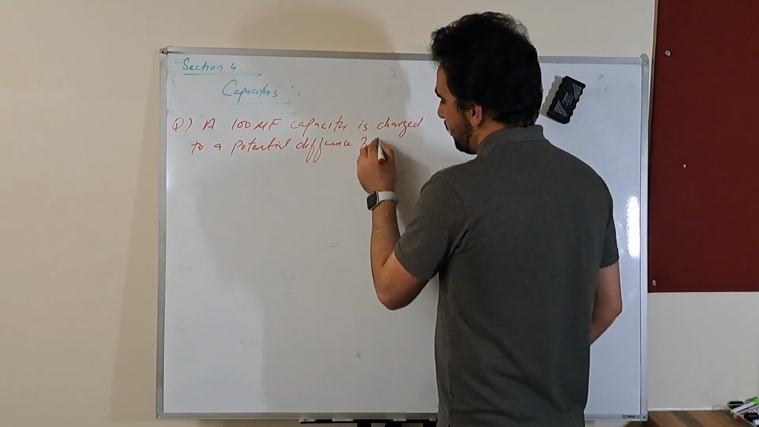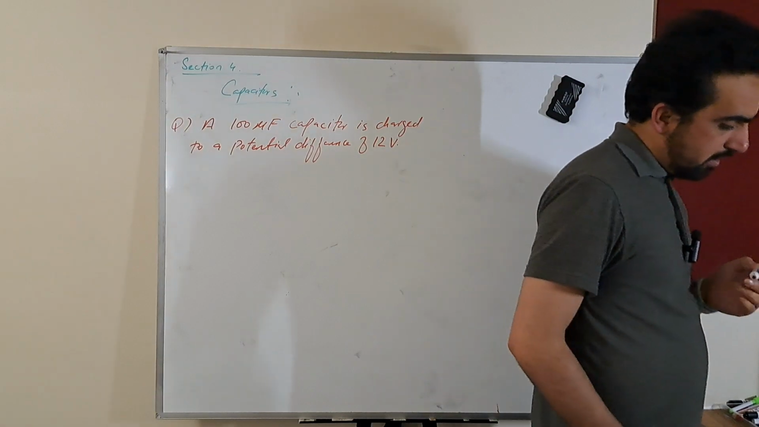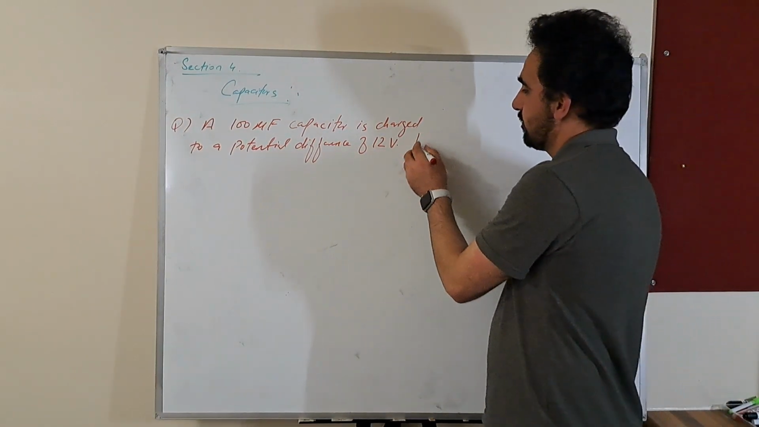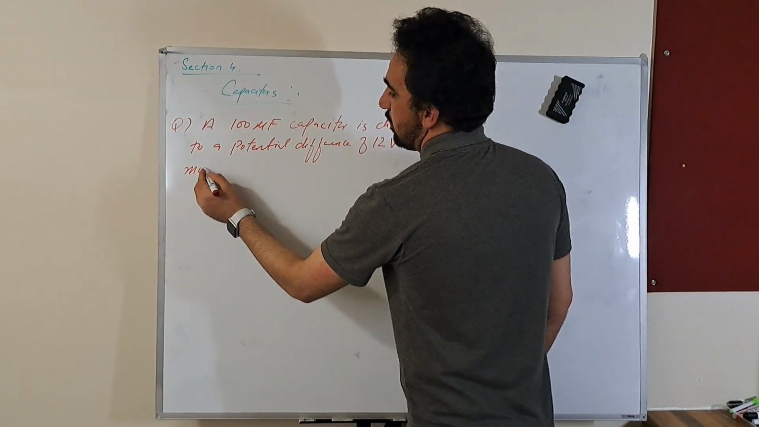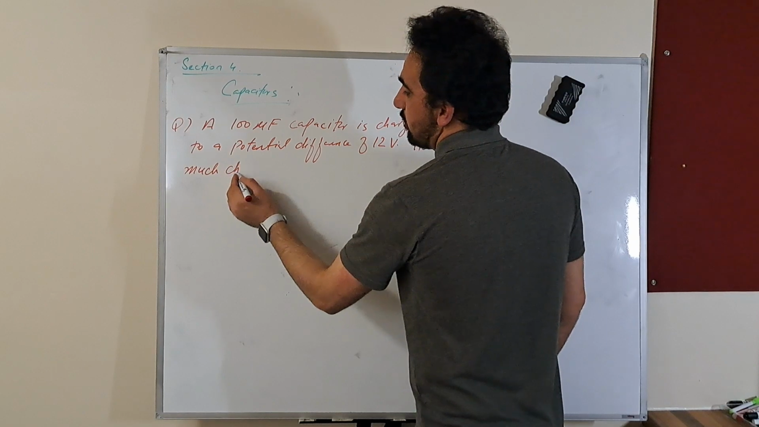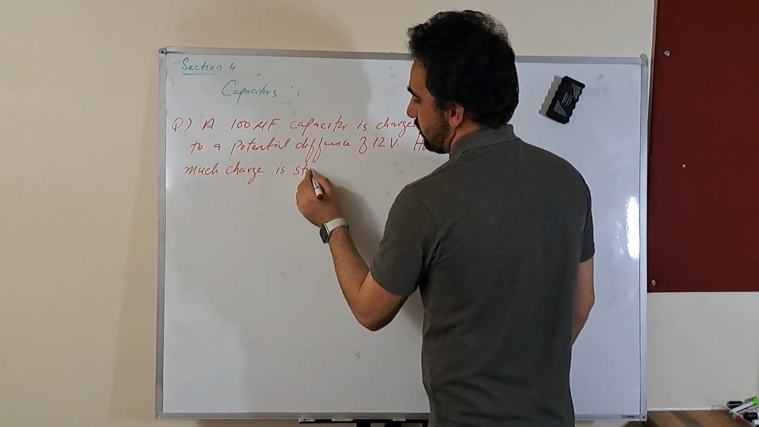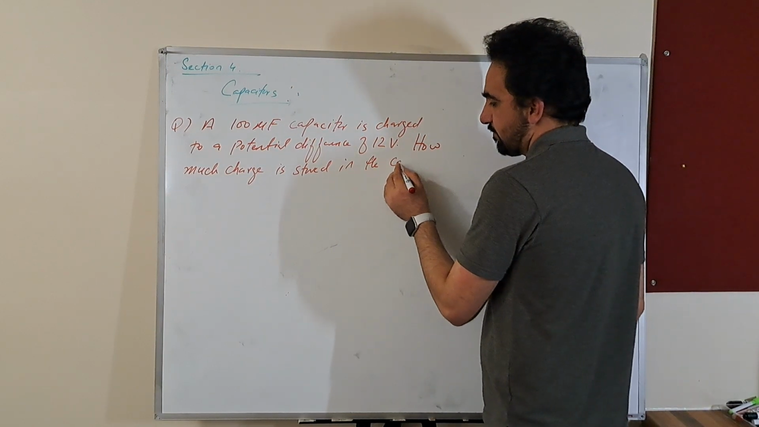Potential difference of 12 volt. How much charge is stored in the capacitor?